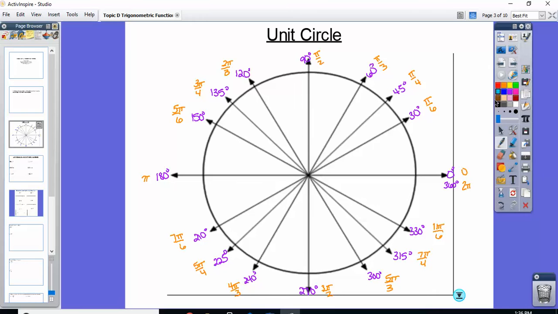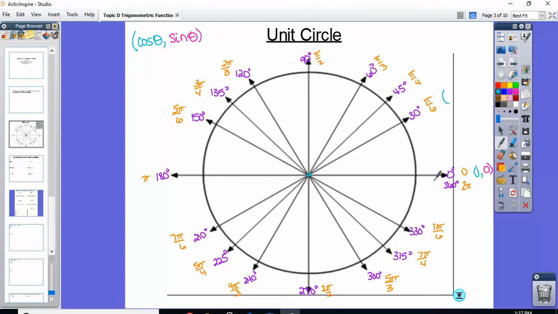Alright, the next thing we added were ordered pairs. In those ordered pairs, the x represented cosine and the y represented sine. Okay, at this point, if we think this is a unit circle, this is 0, 0. So out here, this would be the point 1, 0. Cosine of 0 is 1, sine of 0 is 0.